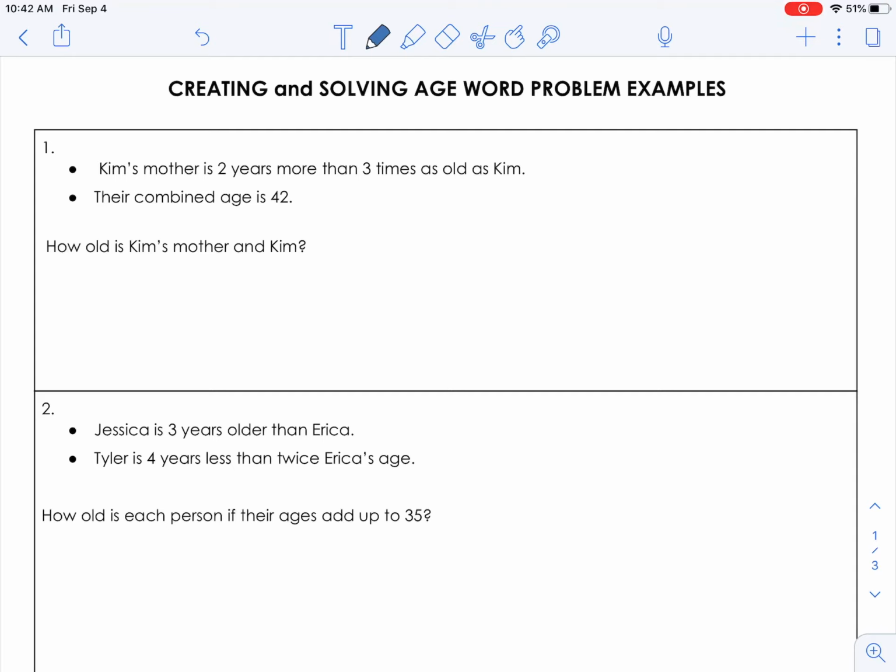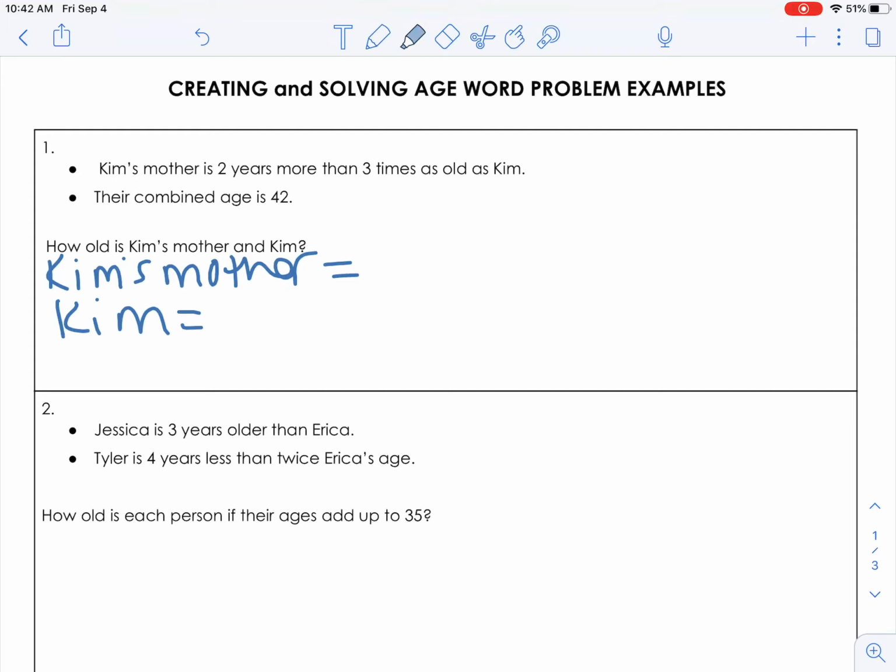So number one, Kim's mother is 2 years more than 3 times as old as Kim. Their combined age is 42. How old is Kim's mother and Kim? What I do is make a clue box. So I have two people. I have Kim's mother and Kim.